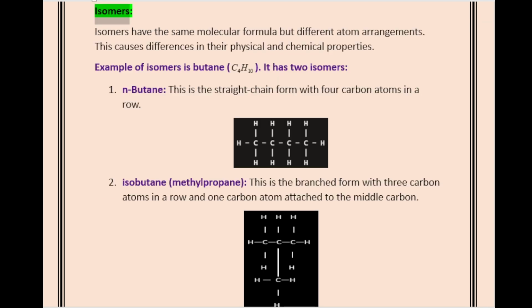Isomers. Isomers have the same molecular formula but different atom arrangements. This causes differences in their physical and chemical properties.